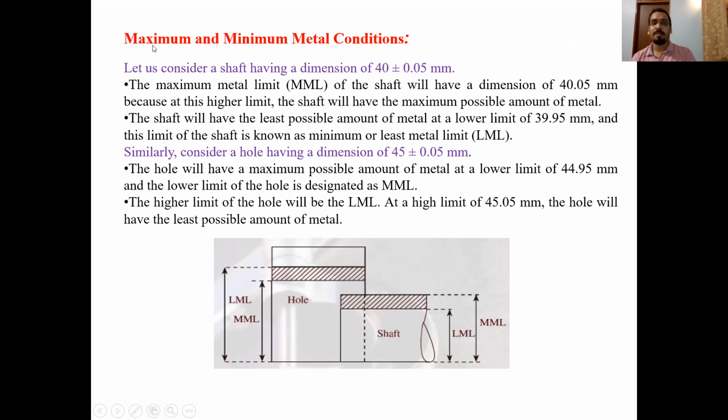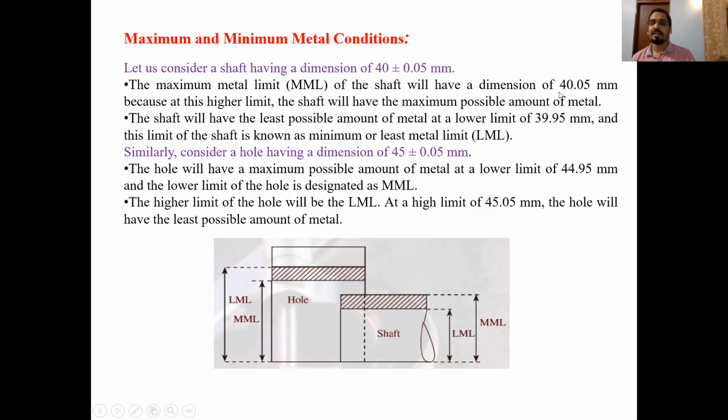As the name indicates, first of all we have to know what is maximum material condition. Maximum material condition is a condition at which the part, either the shaft or the hole, is consuming the maximum amount of the material during its production. So we can easily see that the upper limit of the shaft is 40.05, and the lower limit will be 39.95 mm. It means 40.05 is greater than 39.95.